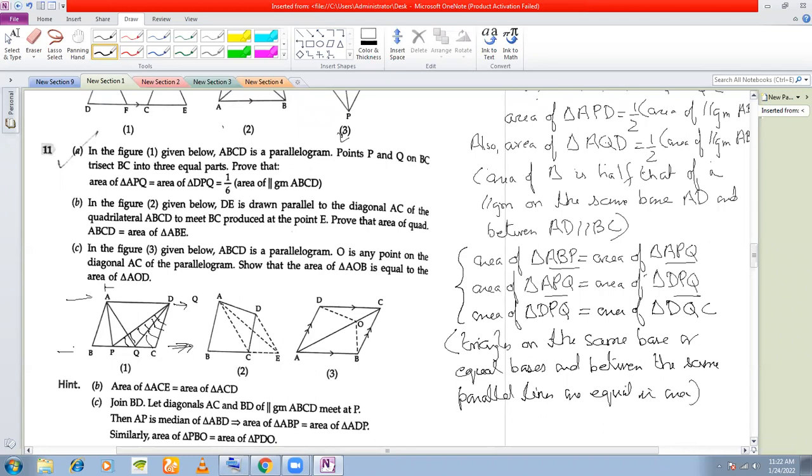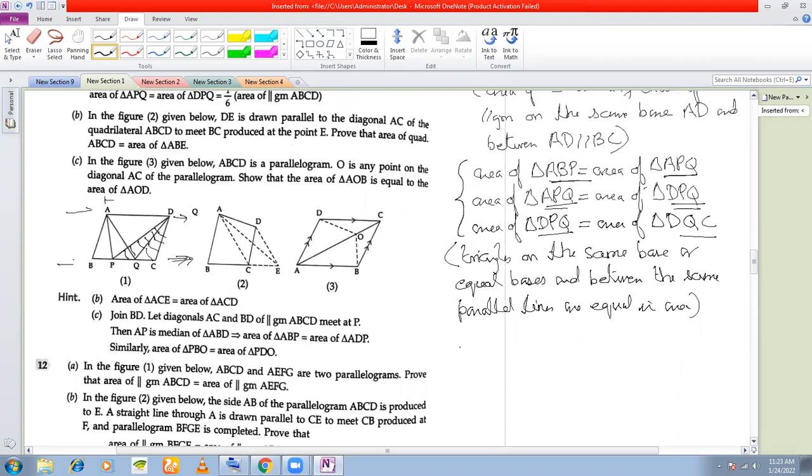That means what can I say? ABP is equal to APQ, and APQ is equal to DPQ, and DPQ is equal to DQC. That means the area of all these triangles are equal, right? So how many triangles are we talking about here? We are talking about 3 triangles, isn't it?